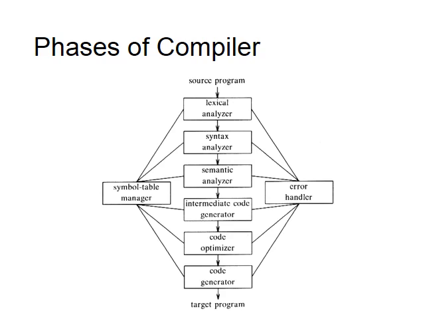Now, phases of compiler. There are 6 phases of compiler. First one is lexical analyzer, next one is syntax analyzer, third one is semantic analyzer, fourth one is intermediate code generator, fifth one is code optimizer, sixth one is code generator. All the phases are connected to the symbol table manager and error handler. So whenever a symbol is identified, it is registered into the symbol table. Maybe that symbol is required in the future by other phases.